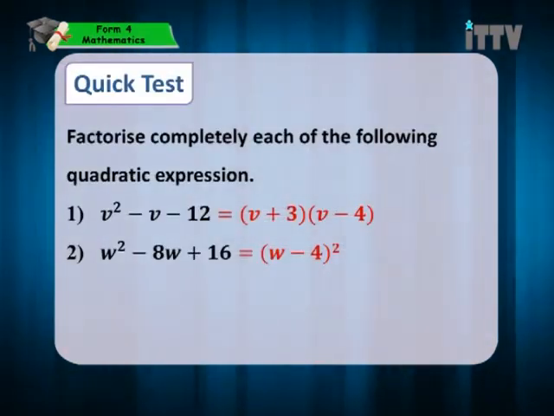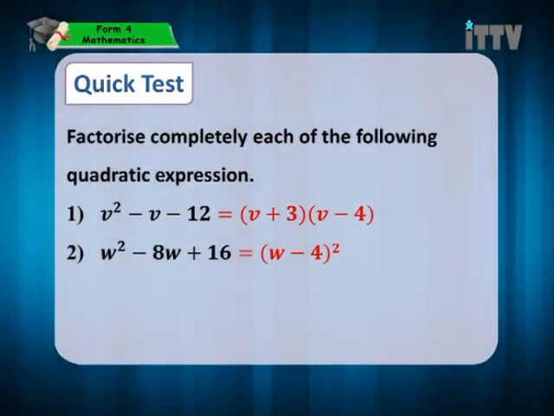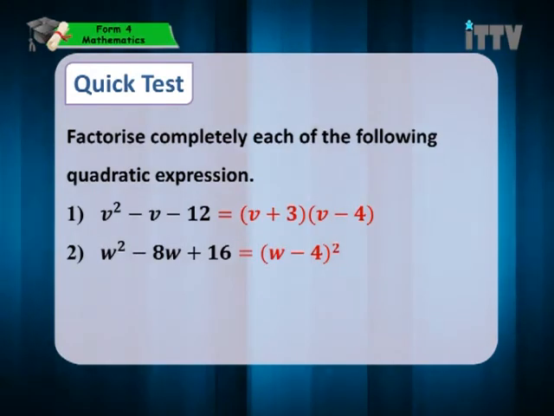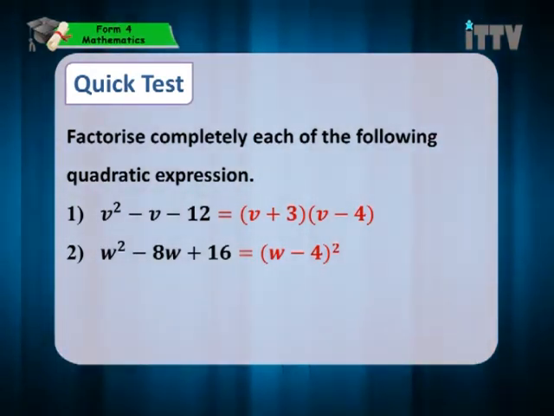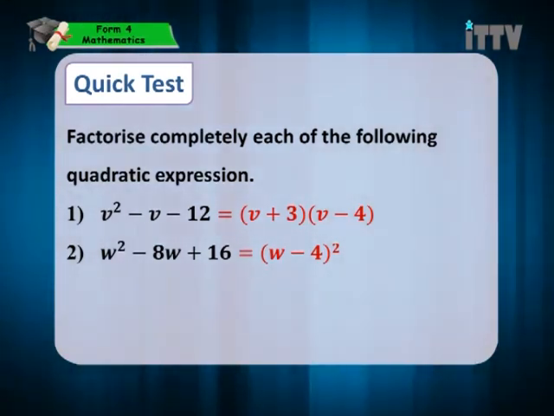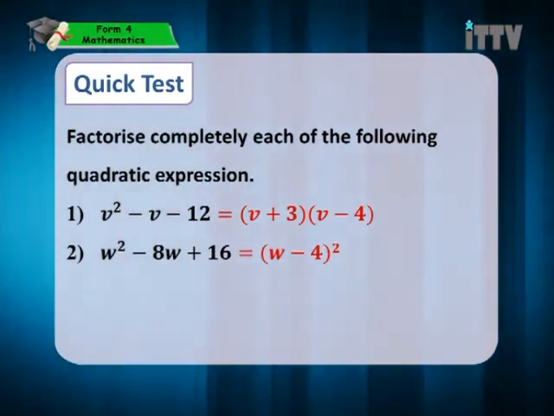All right, I'm sure you have your solutions with you. Can you check them? For question 1, the factors are v plus 3 and v minus 4. And for question 2, it is w minus 4, w minus 4, or w minus 4 square.